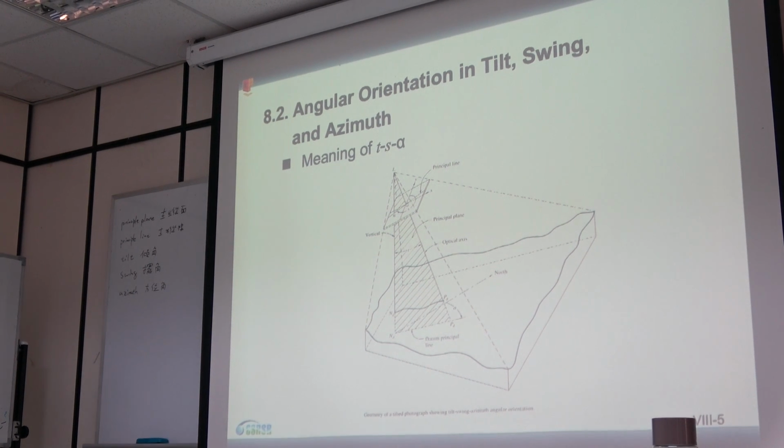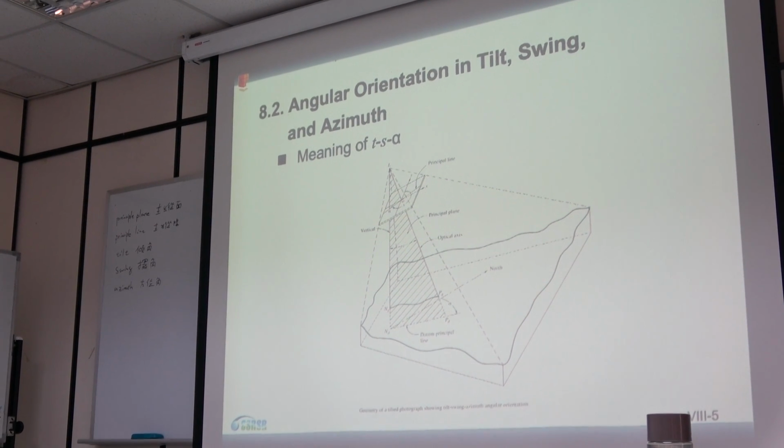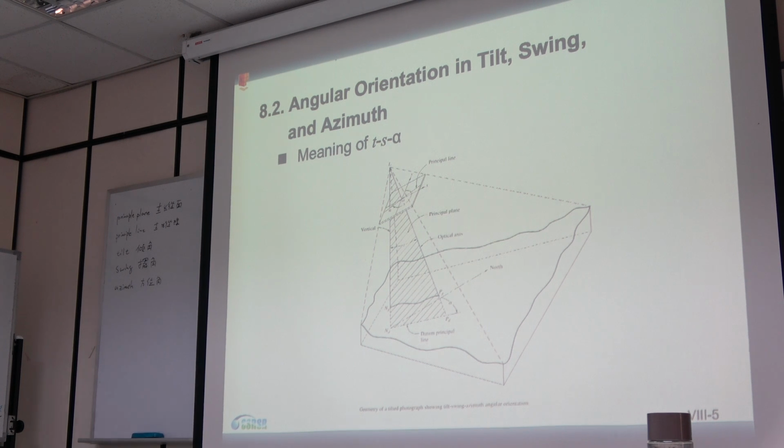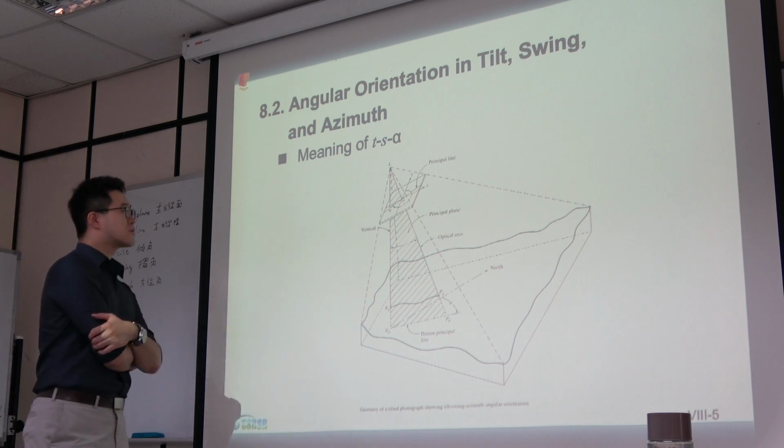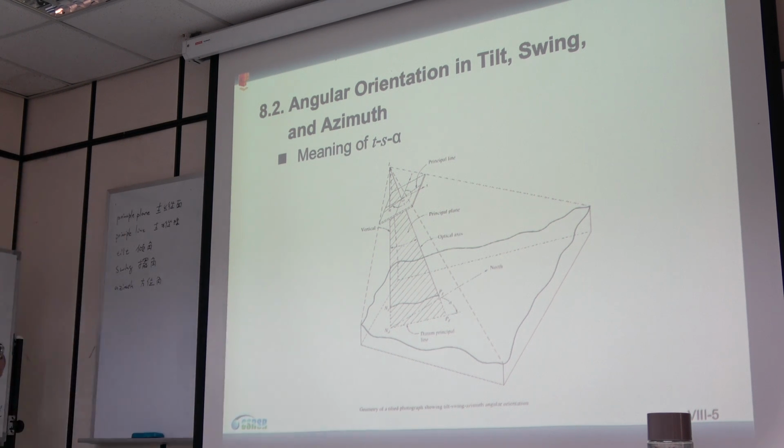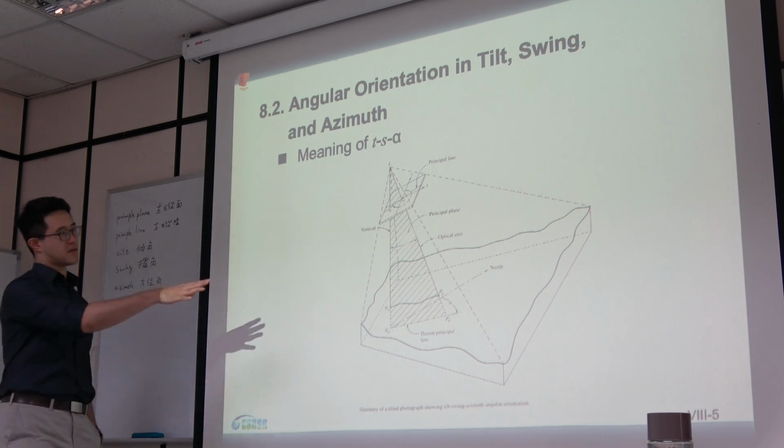So that system is one system to represent the orientation of one image. However, there is another system to describe the orientation of a certain image, which is the TSA: the tilt, swing, and azimuth. So I put some translation, the Chinese term, over here. Tilt is 倾角, swing is 摆角, azimuth is 方位角. Right, so let's take a look over here.